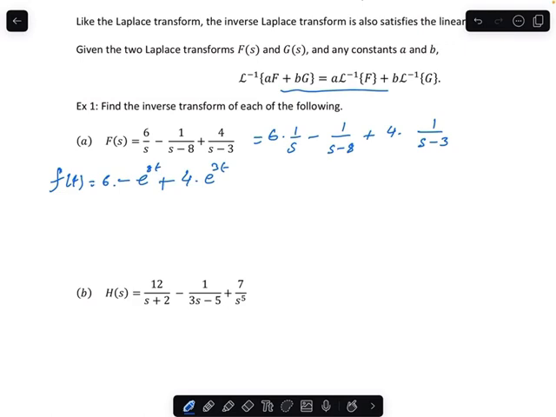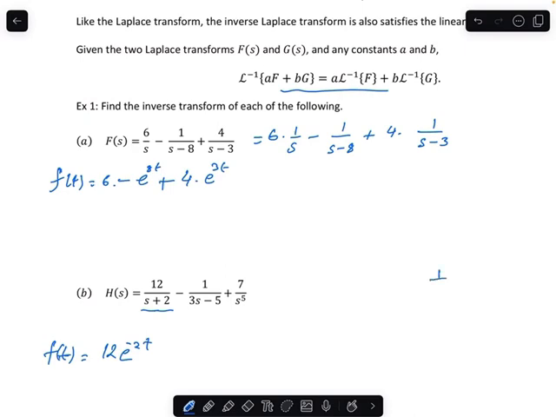Second example. So now again, let's see, we might have to manipulate it. So the first term is fine, is similar to that one. So if I want to write the f of t, for the first term, it will be just 12 times e to the, now if I had an s minus 2, it will be e to the 2t, but now it's s plus 2, so it will be e to the minus 2t. What about the next term?